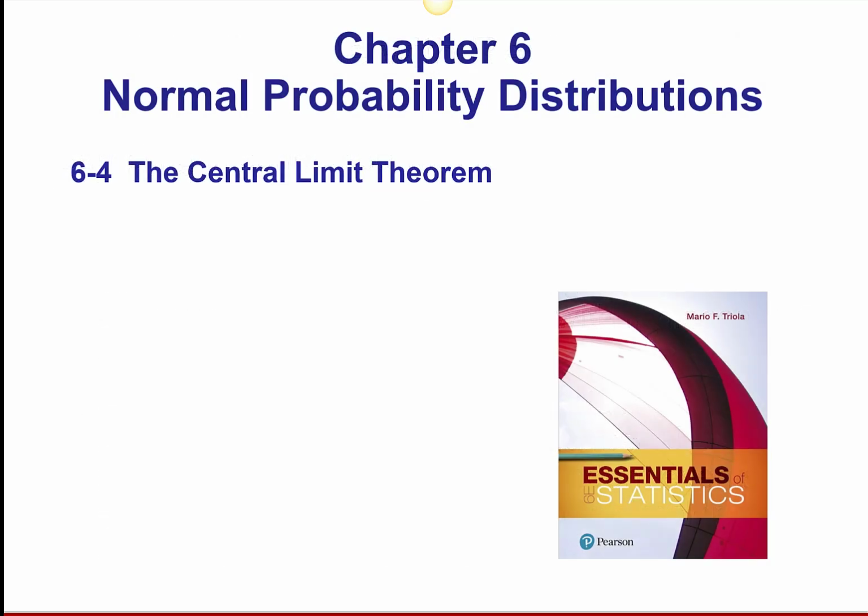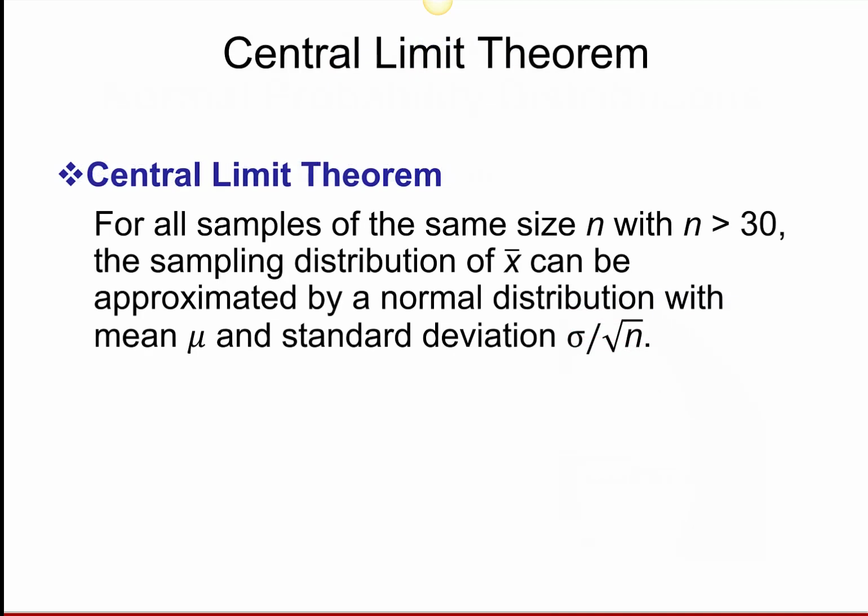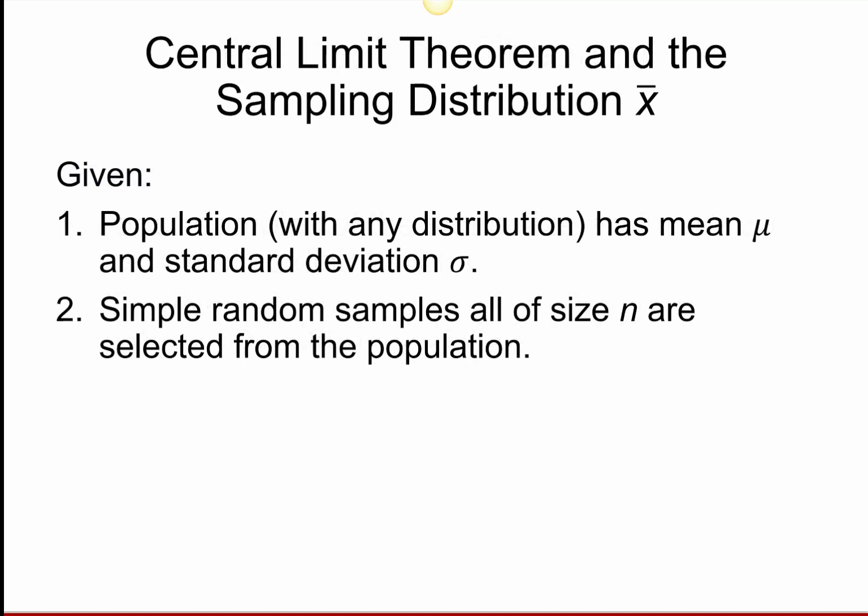Now let's move on to the most important theorem in statistics, the central limit theorem. The central limit theorem says for all samples of the same size n, where n is greater than 30, the sampling distribution of x bar, the mean, can be approximated with a normal distribution with mean mu and standard deviation sigma divided by the square root of n. And that's 2 requirements.